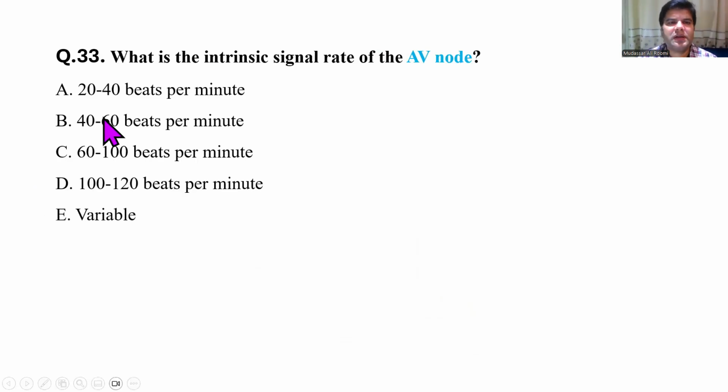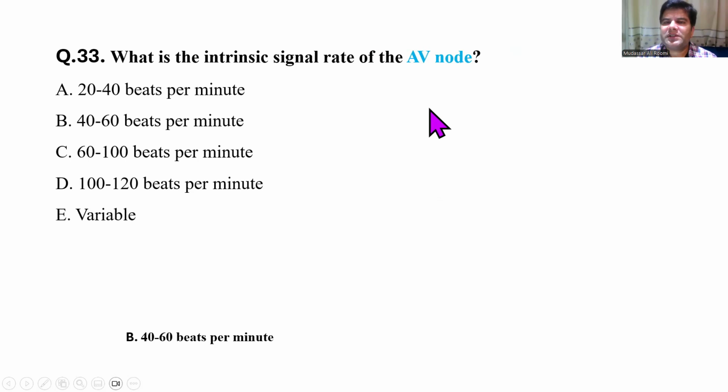Next question is what is the intrinsic signal rate of the AV node? The options are A, 20 to 40 beats per minute, B, 40 to 60 beats per minute, C, 60 to 100 beats per minute, D, 100 to 120 beats per minute, and E is variable. Answer is 40 to 60. I have just mentioned in the previous question that impulse generation is 60 to 100 in the SA node, 40 to 60 in the AV node, and about 20 to 40 is the rate of generation in the Purkinje fiber.